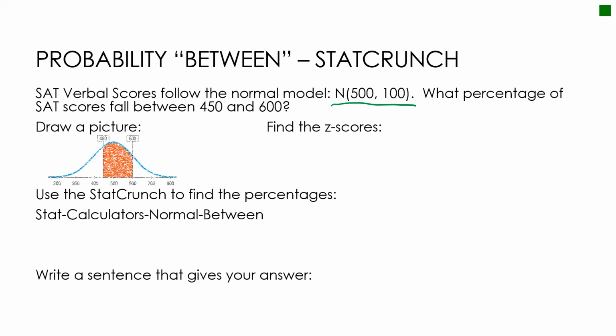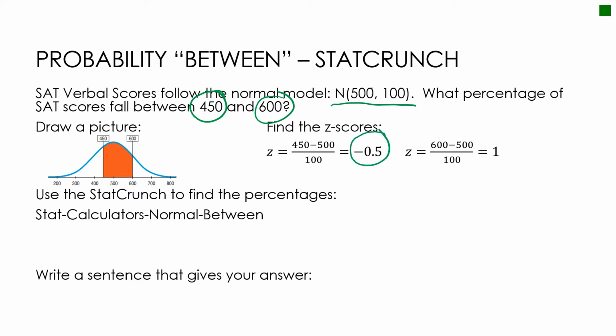So the first thing I would do is draw a picture. And my picture shows me roughly the size or shape of the area that I'm trying to find the probability of. Then I'm going to find the z-scores, and I actually, in this case, have two z-scores to find. So I need to find a z-score for 450, which would be 450 minus 500 over 100, and then I need to find one for 600. So that is what I've done here. Again, notice my observed values came first, the 450 and the 600, minus 500 divided by 100.